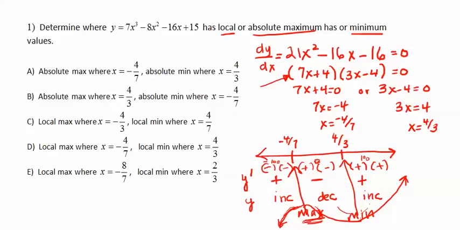So we have a local max at x equals negative 4/7. So if we look here, local max, x equals negative 4/7. Local min at x equals 4/3. So this would be answer D. Now it's not absolute because this function keeps going up forever on the one end, increasing, and down forever on this end. So these are called local or relative maxes and mins.